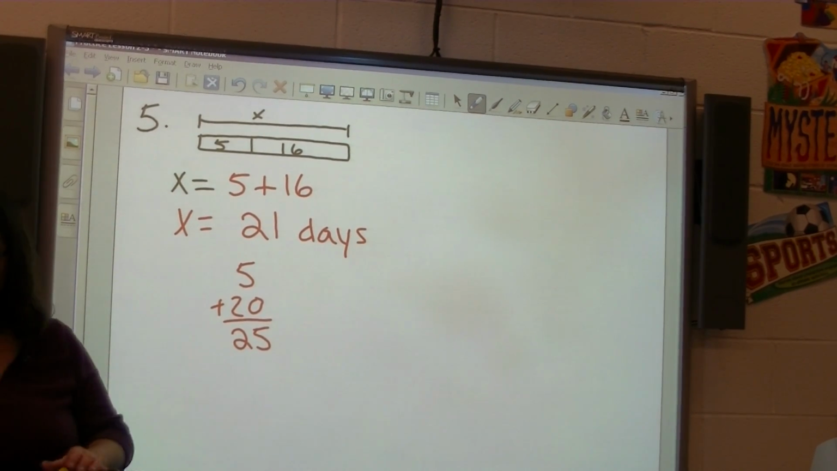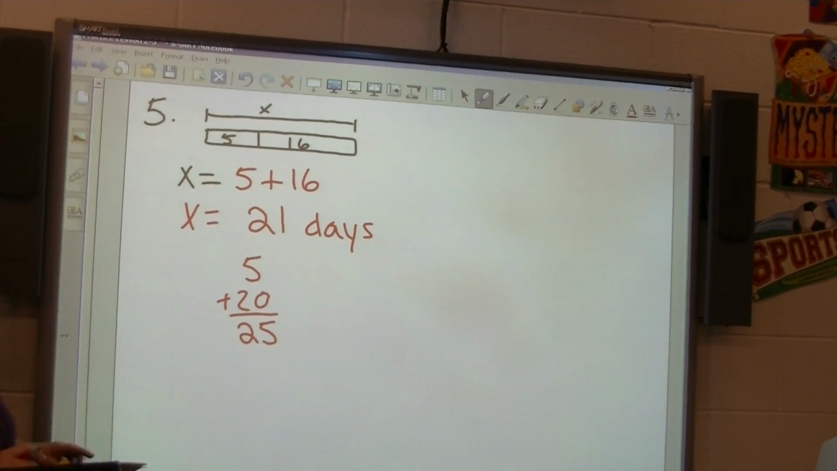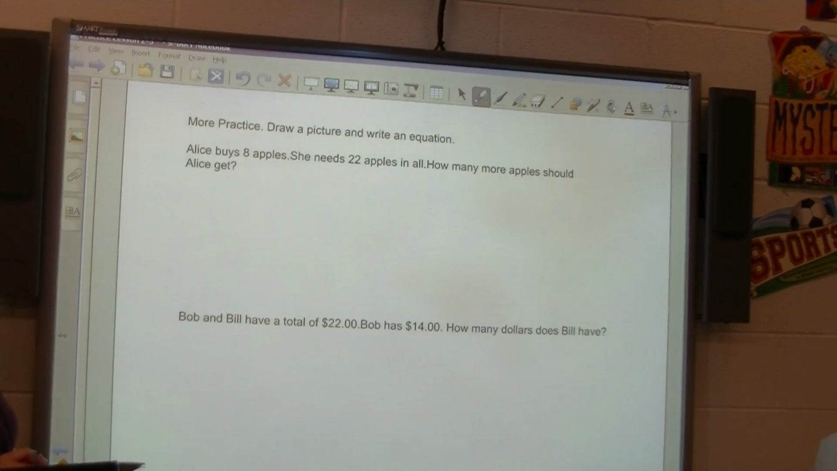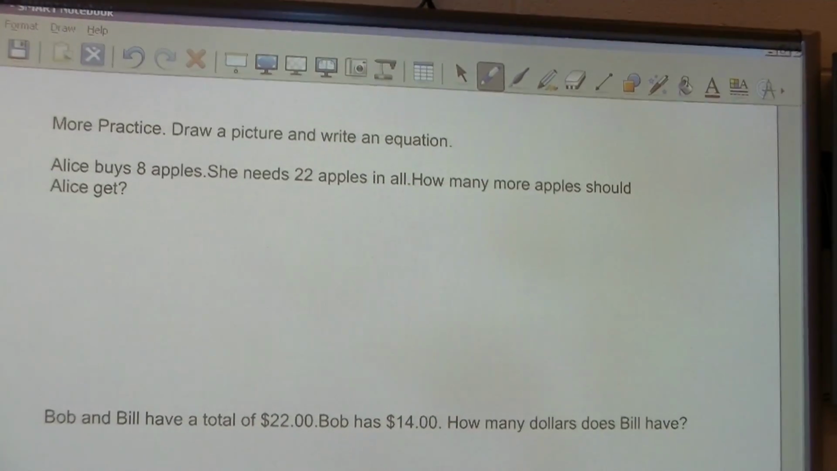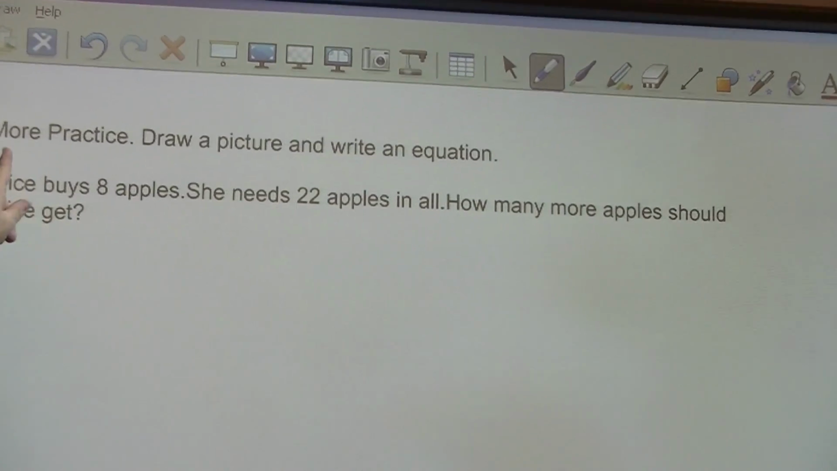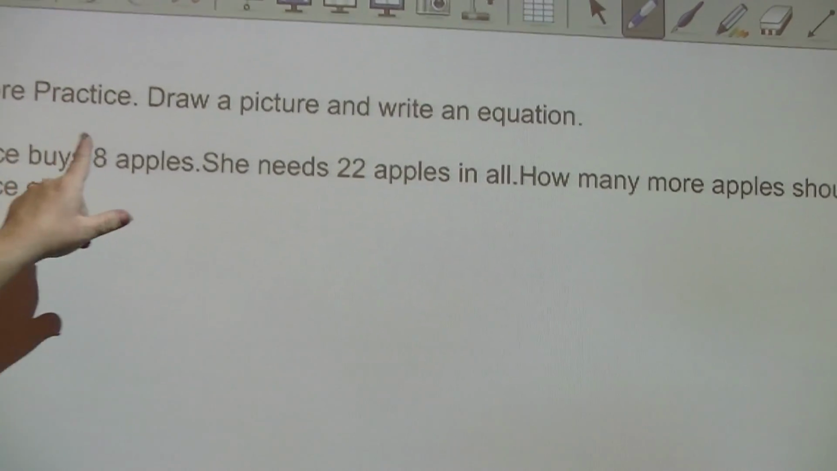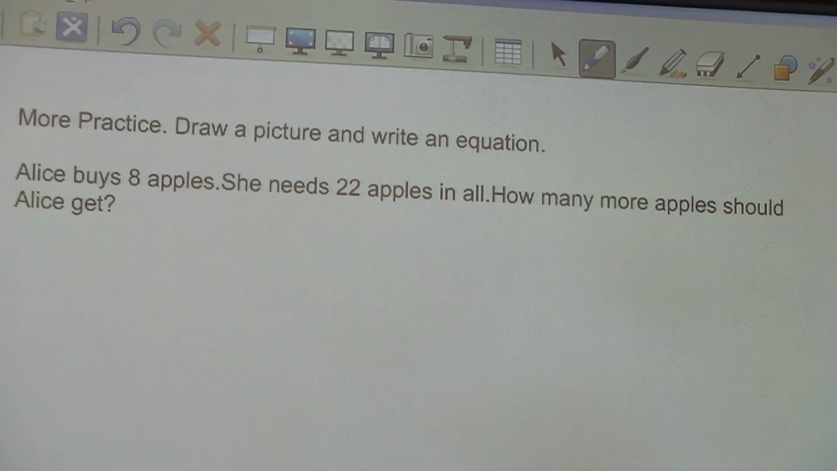All right, good job, 5th grade, that is all our textbook gives us. So we are going to go, though, and I have given you a couple more problems. Now, these are not in the textbook, okay? So I'm going to need you to do your best to get this copied from the board. So I labeled this here, more practice. We're going to draw a picture and write an equation. And I've given us a couple more.